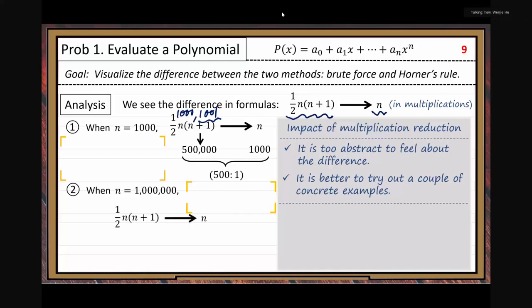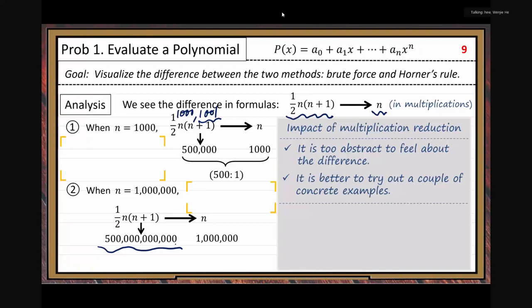Let's plug in n equals 1 million. We get an estimated number. Can you read out what this big number is? How large is this number? Oh, good. Yeah, 500 billion. You're correct. 500 billion.